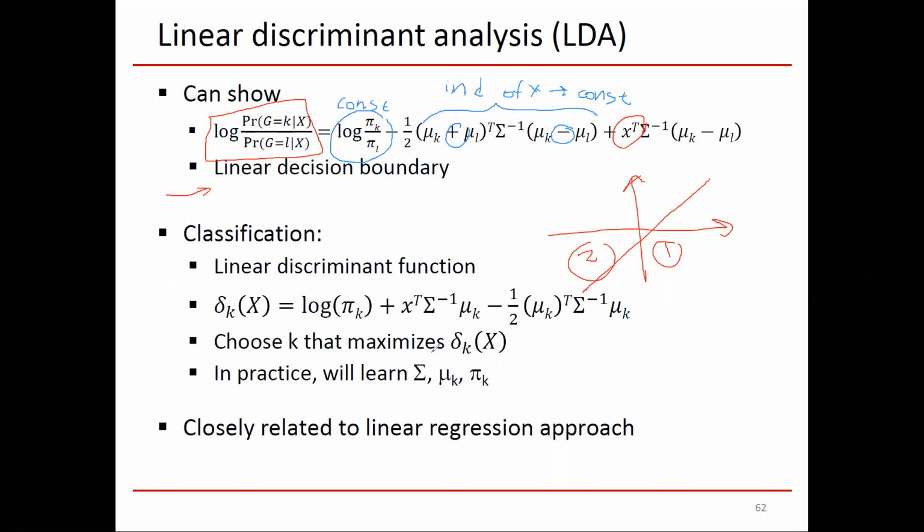In practice, of course, we're not necessarily given the covariance matrix. We're not necessarily given the means of the different classes and their priors, and we're going to need to estimate these from the data. Now, because we end up with linear decision boundaries, it can be shown that linear discriminant analysis is quite related to a linear regression approach for classification, and you can read some of the details in the book.